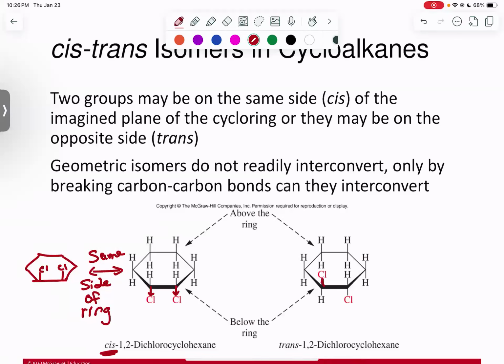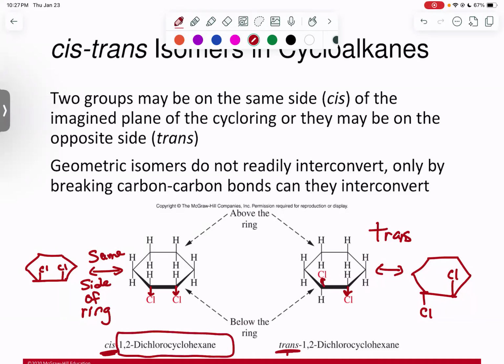If the chlorines or the substituents, whatever they are, are on opposite sides, now this would be the same as if I drew this, where the chlorine on this side went down and the chlorine on this side went up. These are both examples of trans configurations, TRANS. It's like a transatlantic flight. You have to cross the ocean. Well, here you have to cross the plane of the ring in order to get to the other substituent. So the rest of the name is exactly the same, 1,2-dichlorocyclohexane, which you could practice naming if you'd like.